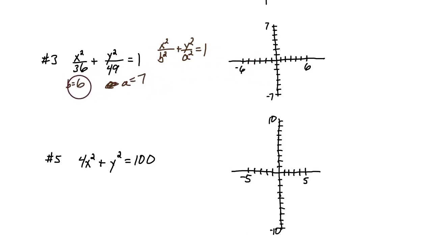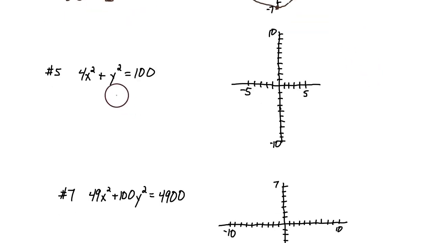So the value of 6 is associated with x. So it's on the x-axis that you go 6 to the left and 6 to the right. The value a equals 7 is associated with the letter y this time. So go up 7 and down 7. And then draw in an ellipse. It's almost circular because we almost went the same amount in all directions.